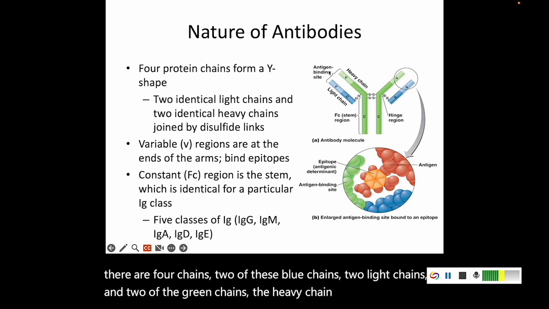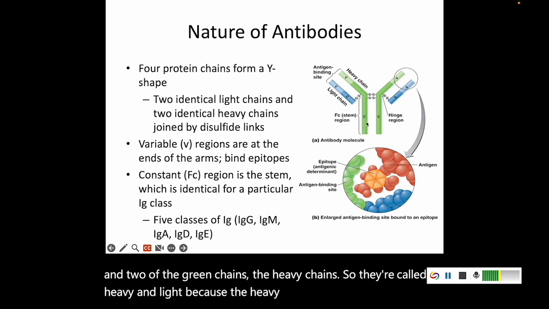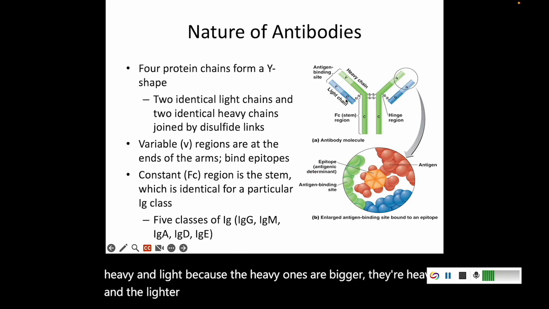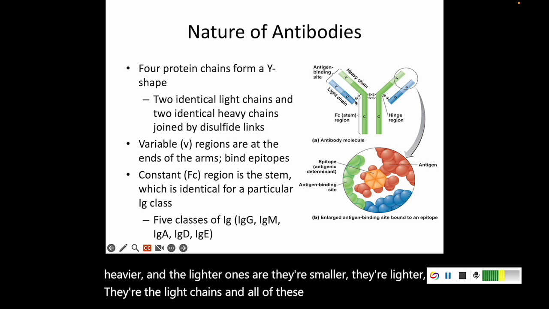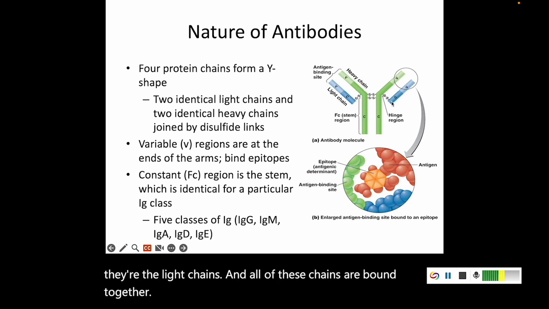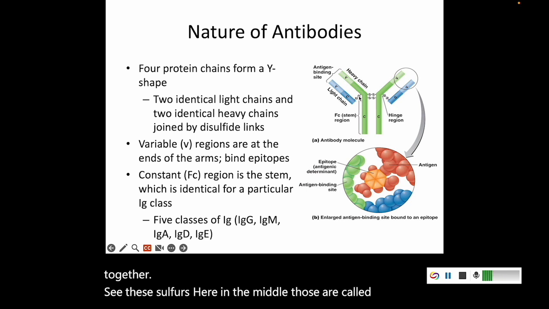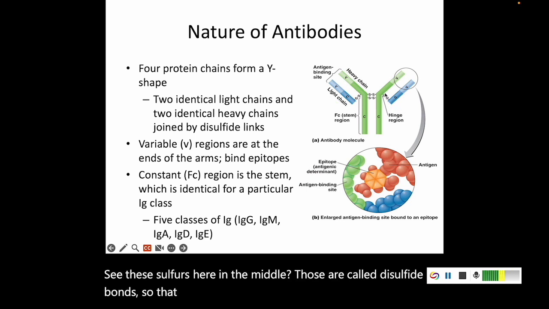So they're called heavy and light because the heavy ones are bigger, they're heavier, and the lighter ones are smaller, they're lighter, so they're the light chains. And all of these chains are bound together. See these sulfurs here in the middle? Those are called disulfide bonds. So those disulfide bonds hold these 4 chains together.